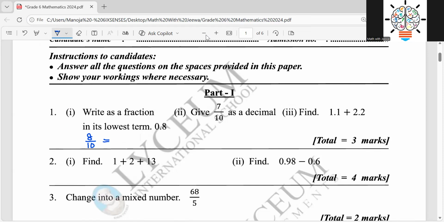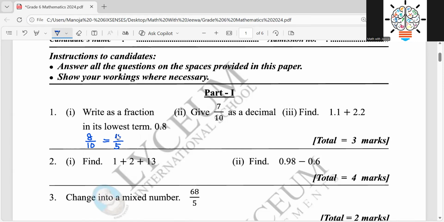When you're simplifying a fraction, children, you divide both the numerator and the denominator by the same number. Here I take 2. 8 divided by 2 is 4, and 10 divided by 2 is 5. The final answer is 4/5. So first you show 0.8 as a fraction, then you show the lowest term.